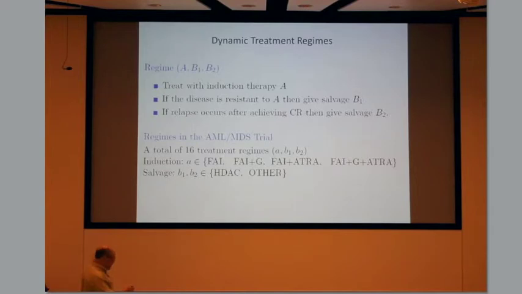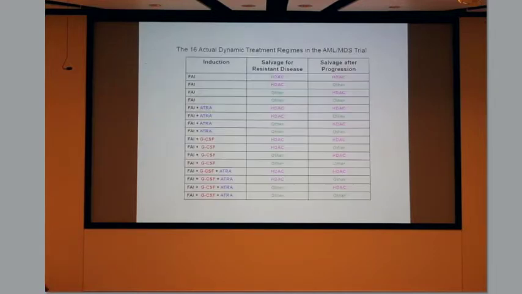So a dynamic treatment regime I can describe in shorthand as a triple A, B1, B2. This says what? Treat with induction therapy A. If the disease is resistant to the frontline A, give B1. If relapse occurs after achieving CR, then give salvage B2. So this shorthand notation identifies 3 treatments, 3 chemos, but it also has some rules that go with it. There's what to do with these things and when. Those are the regimes. And there's a total of 16 of these, and here's what they look like.